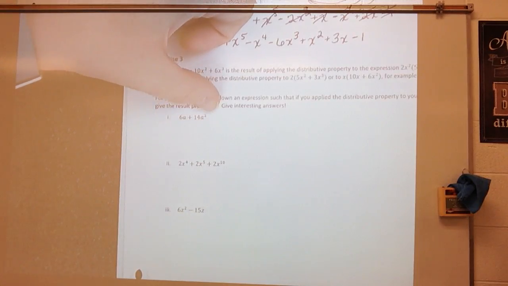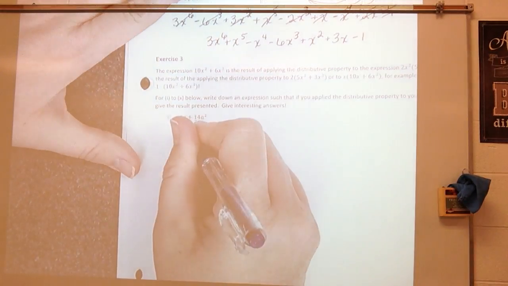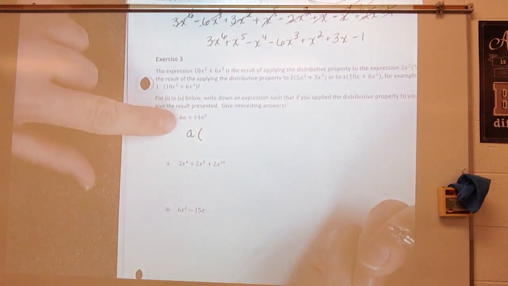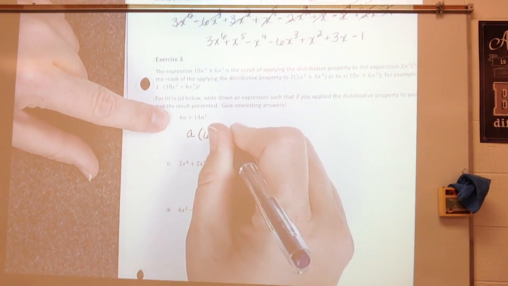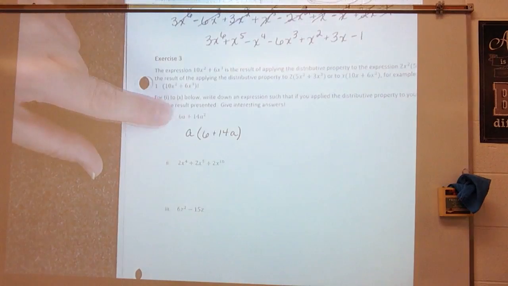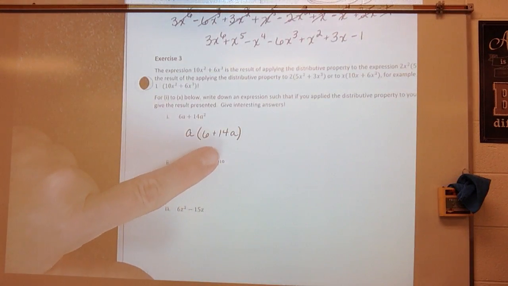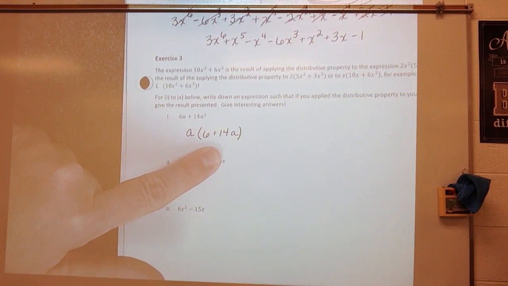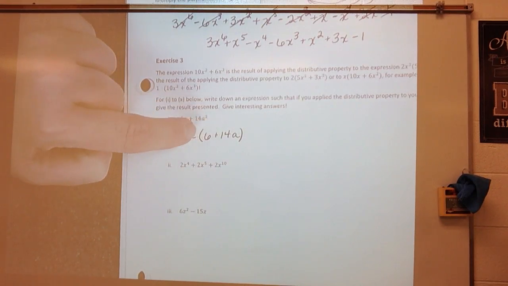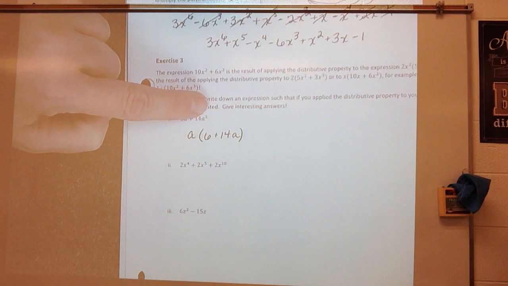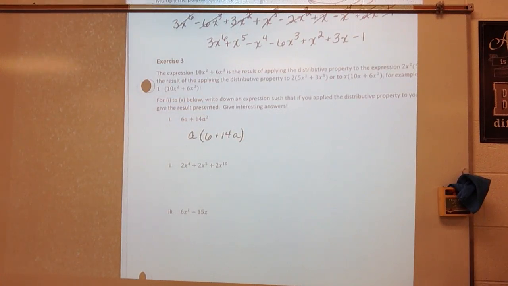Well, they both have a's in common, so I could pull out an a and say, okay, I've got 6 left, and then I have 14a. So if I actually were to use the distributive property here, a times 6 would give me 6a, and a times 14a would give me 14a squared. So I'm doing the reverse distributive property here.